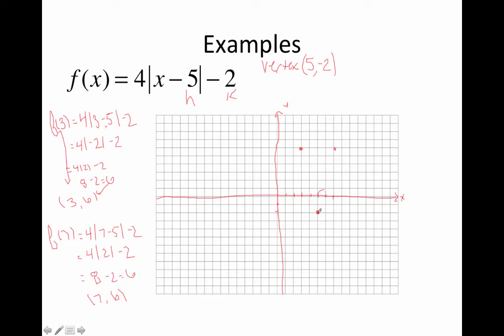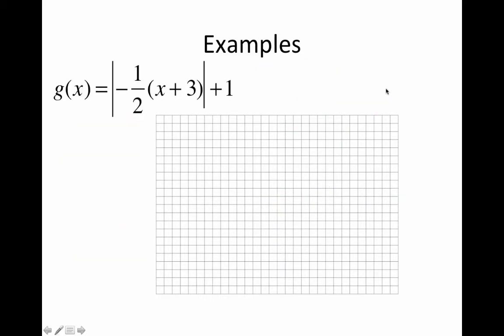And notice now, if I connect these dots, I am going to have my V shape. So there's my graph. Okay, so that is the graph of f of x equals 4 absolute value of x minus 5 minus 2. You could always plug this in your calculator and check to see if it matches the same shape and location. Let's try the next one.